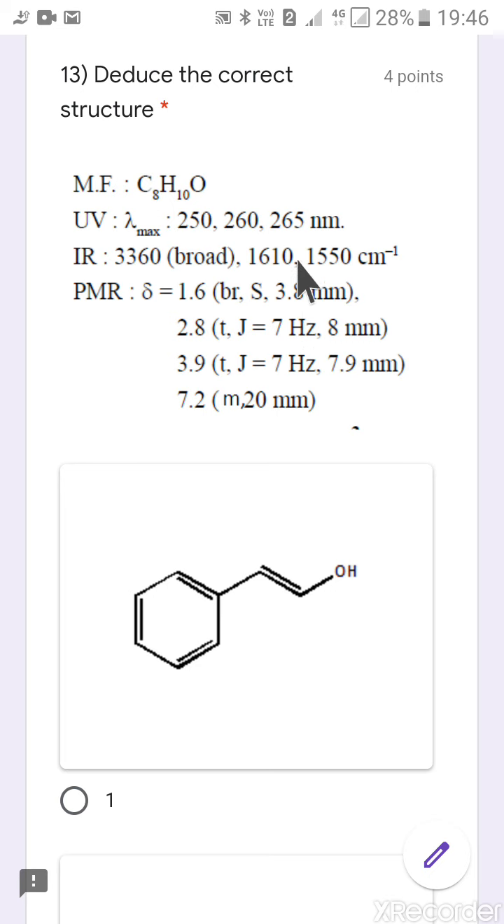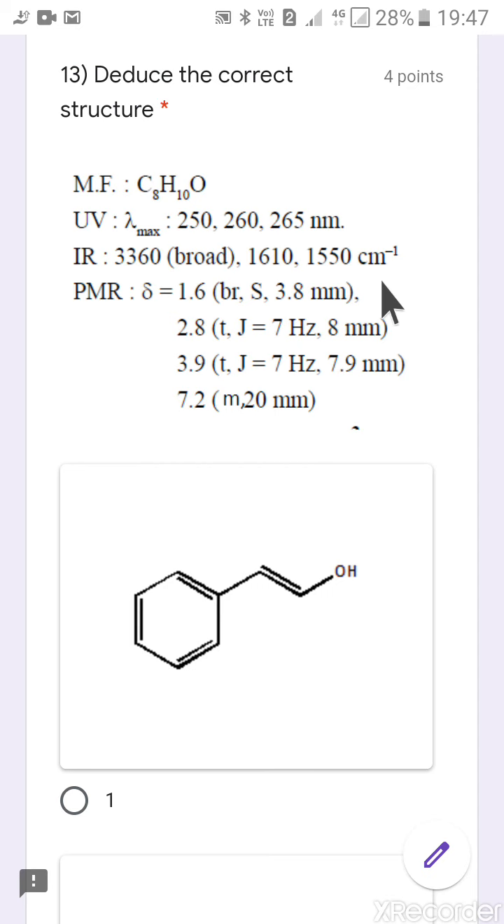Most of my students are confused by values like 3.8 mm, 8 mm, 7.9 mm and 20 mm. Sometimes, to confuse you, they give these values as these digits. 3.8 is nothing but 4; you just round it up to 4. So one proton will be 4 mm, 2 protons will be 8 mm, and 7.9 you again round up to 8, so it becomes 2 protons. 20 mm is 5 protons. So 5 protons at 7.2 means a monosubstituted benzene ring.